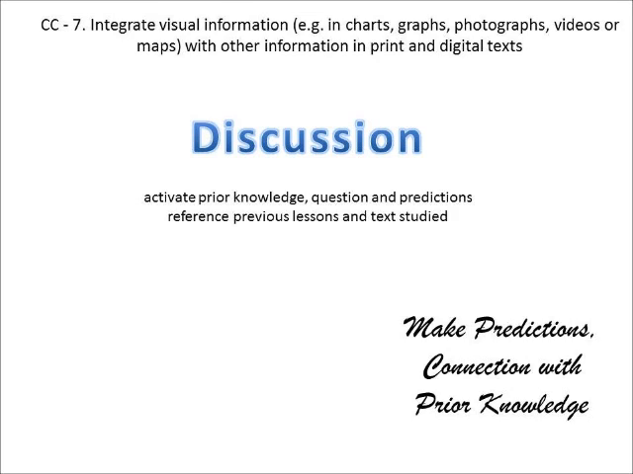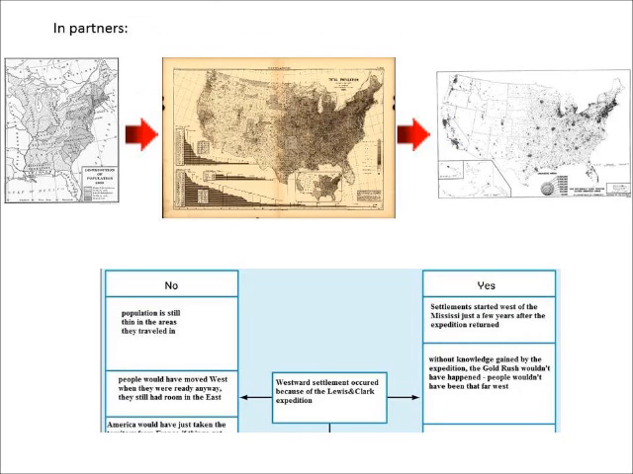We want students to be able to make predictions and connect with prior knowledge. That's the outcome goal of this lesson. In partners, students will create a discussion web based on the discussion held as a class. That's where they'll choose their question. You can see the question here is westward expansion due to the Lewis and Clark expedition, and then in partners, students will have a chance to review each of the 20 maps, sorry.